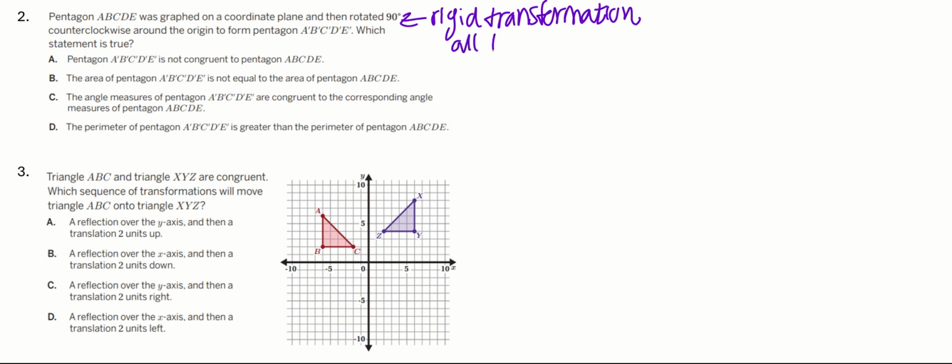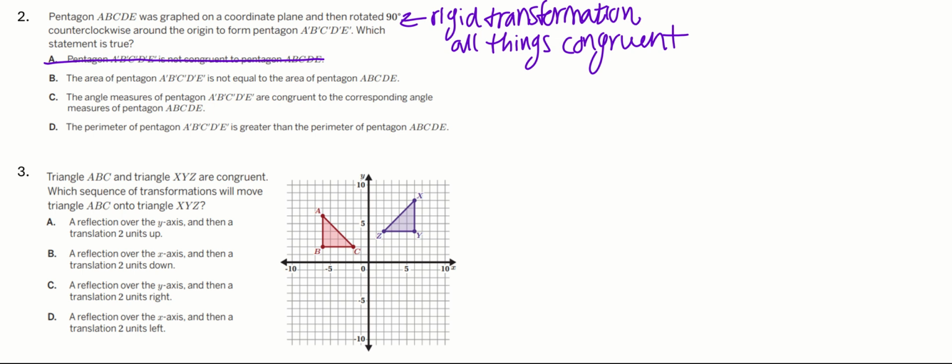So all things congruent. So everything has to be congruent. So it says pentagon A prime, B prime, C prime, D prime, E prime is not congruent to pentagon A, B, C, D, E. Well, I just wrote, if it's a rigid transformation, it is congruent. So that would be false. That's not true. It is congruent.